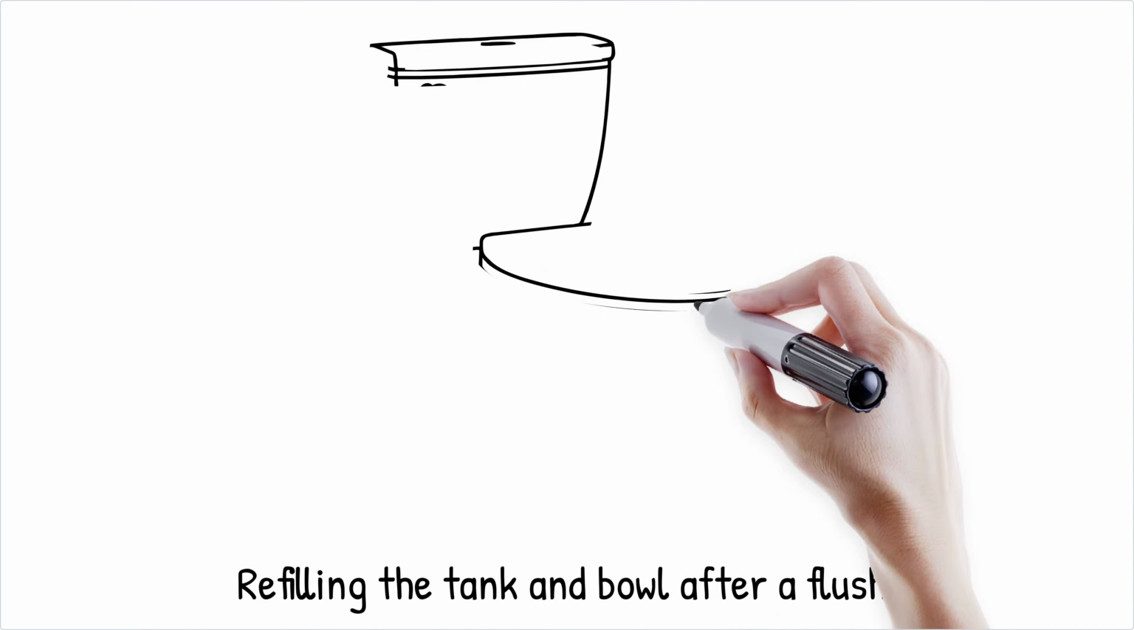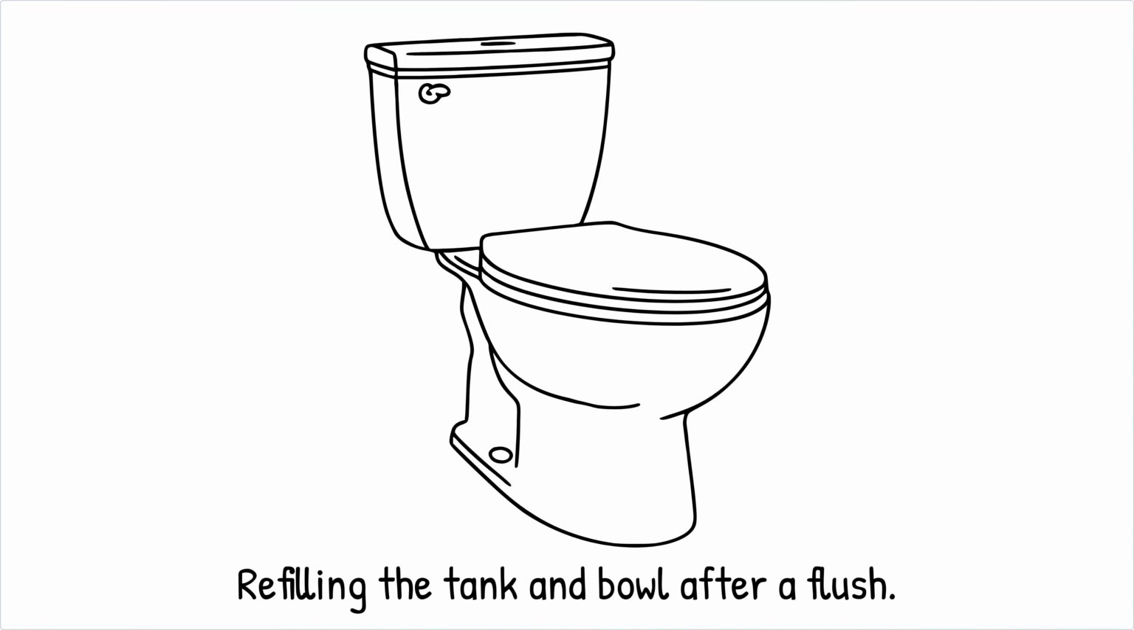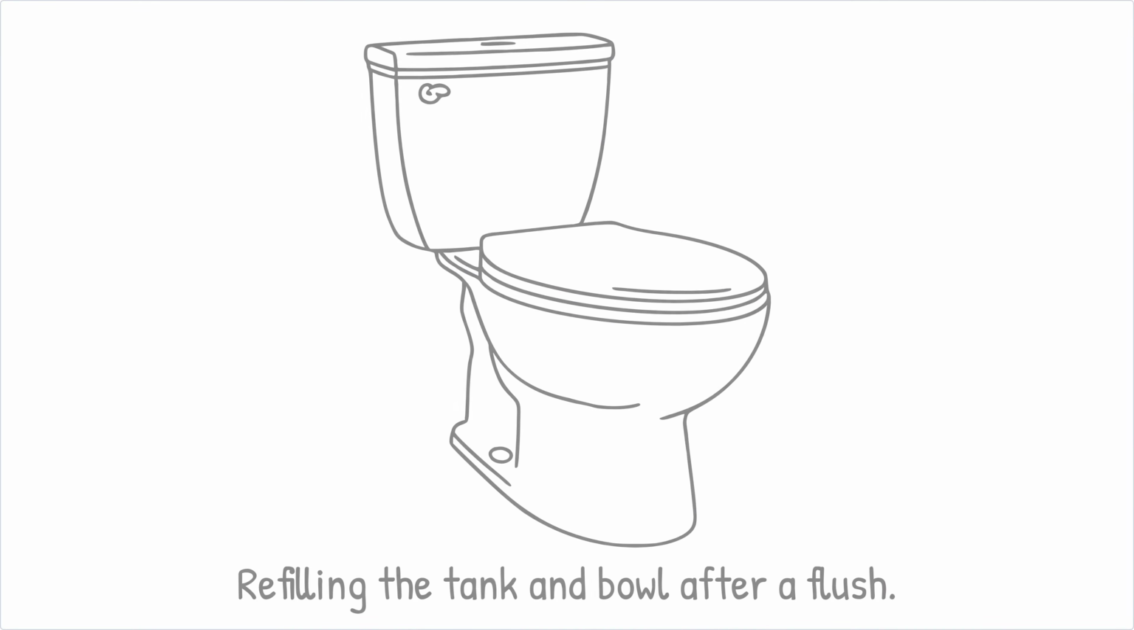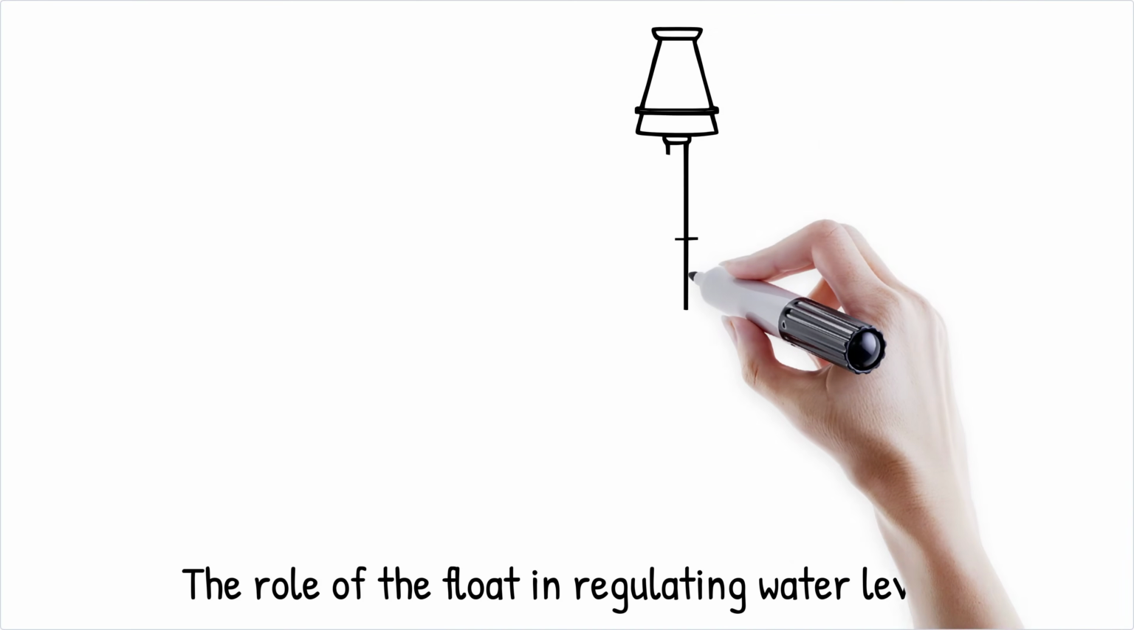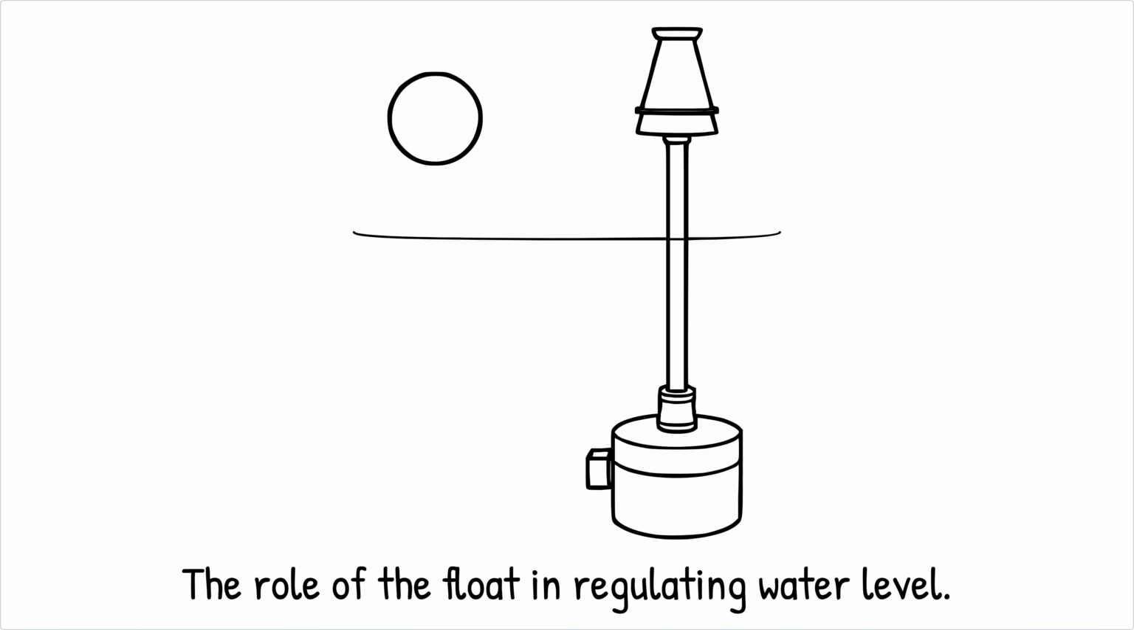Once the flush is complete, the flush valve closes, stopping water flow. Meanwhile, the fill valve, also known as the ball cock, opens. Fresh water refills the tank and bowl. A float, either ball-shaped or a cup on a rod, regulates the fill valve. As the water rises, the float ascends, signaling the fill valve to stop once the ideal water level is reached.